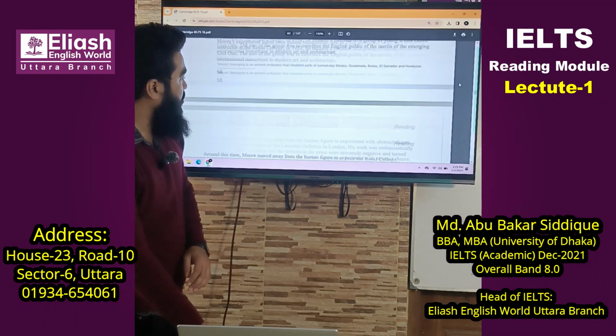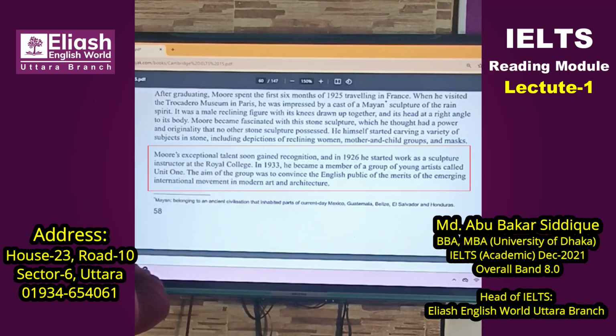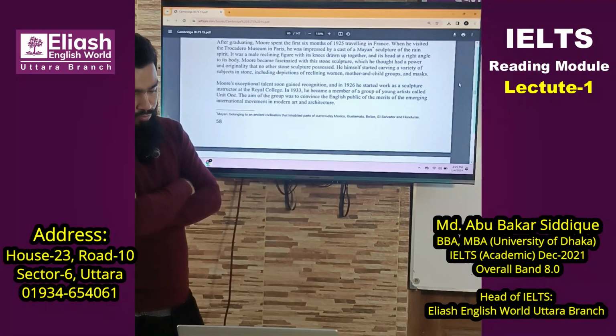Now let's go back to the passage. Moore's exceptional talent soon gained recognition, and in 1926 he started work as a sculpture instructor at the Royal College. In 1933, he became a member of a group of young artists called Unit 1. We got the clue, Unit 1. Now, the aim of the group was to convince the English public of the merits of the emerging international movement in modern art and architecture. Now, let's move on to the question.